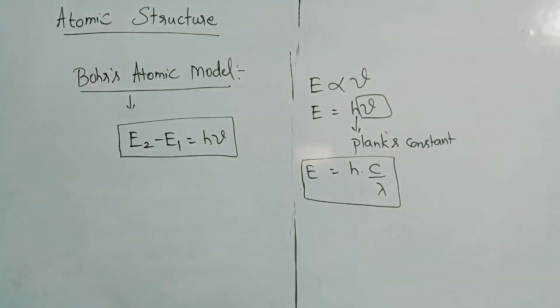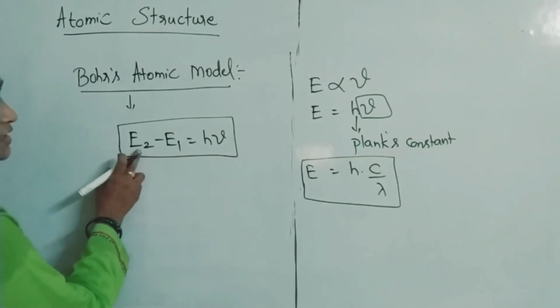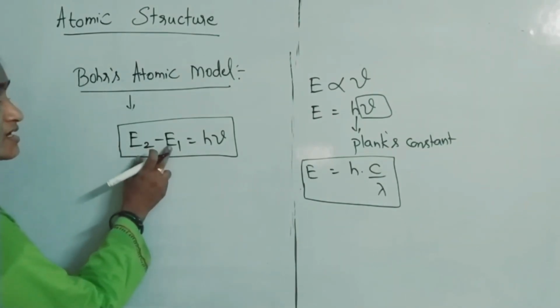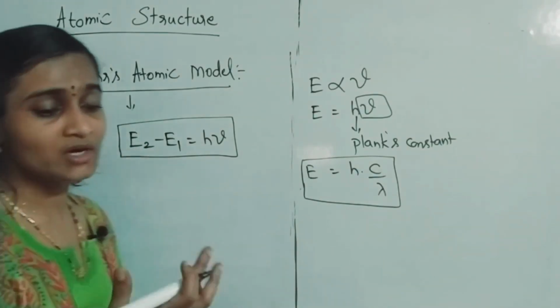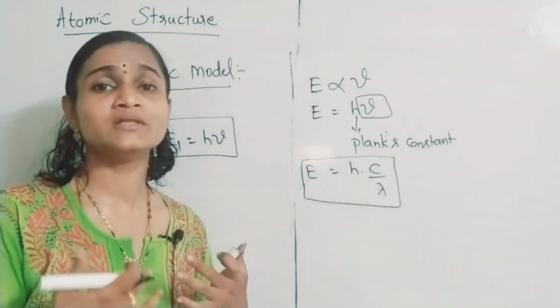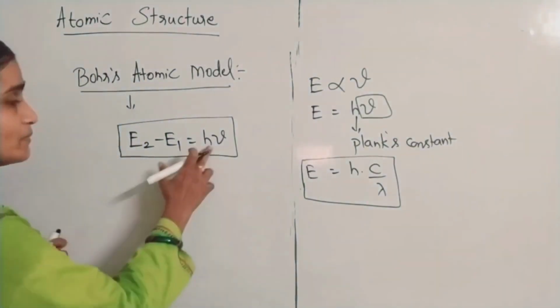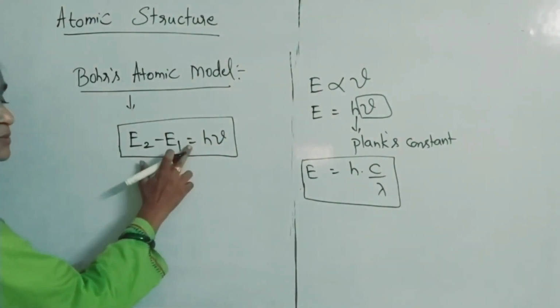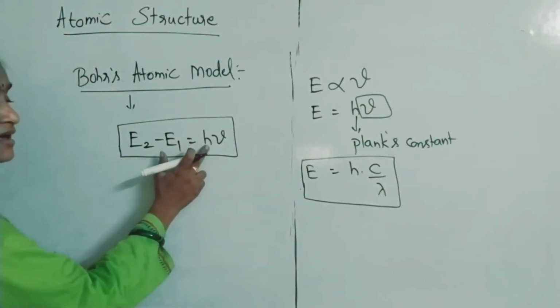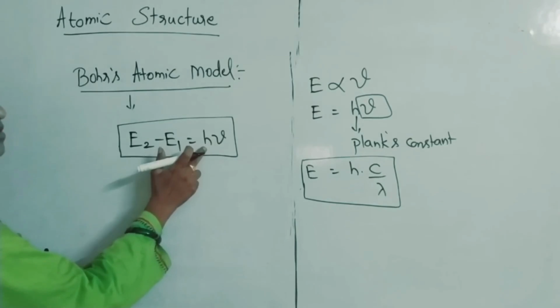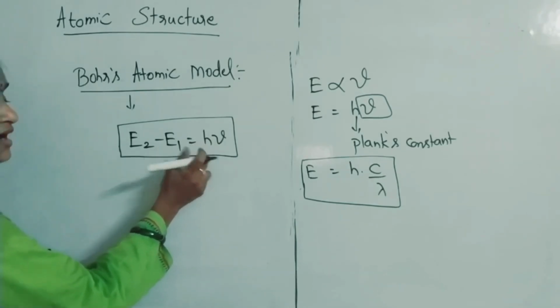So E2 minus E1 is equal to h nu. E2 is the higher energy level, E1 is the lower energy level. Only if the electron jumps from lower to higher or from higher to lower, there will be a change in energy, and that change in energy is directly proportional to frequency, or the proportionality symbol is replaced by the equality symbol by keeping a constant h, where h is called as what?